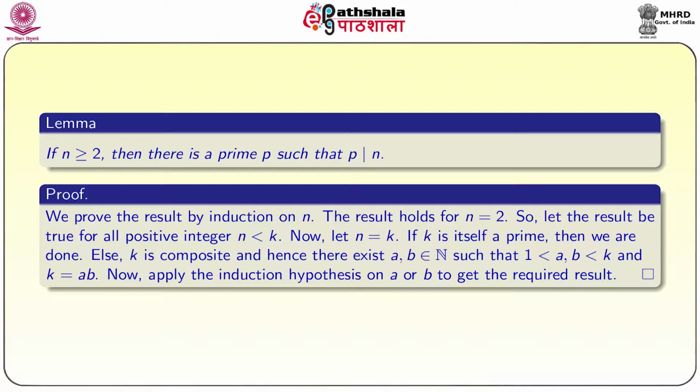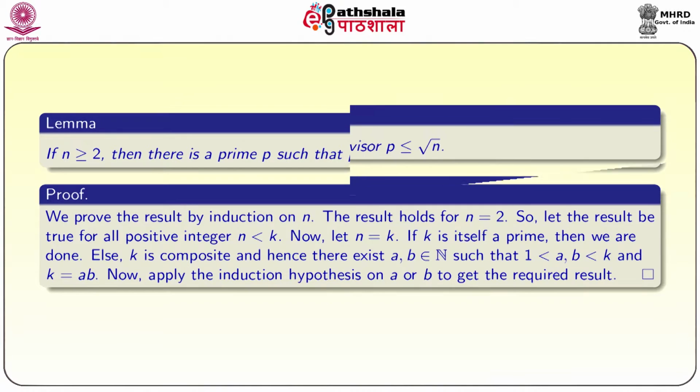It is because both a and b are greater than 1, so both are greater than or equal to 2. So, we will get the required result. What we proved is, if n is greater than or equal to 2, then there is a prime p such that p divides that number. So, every number greater than or equal to 2 has a prime factor.